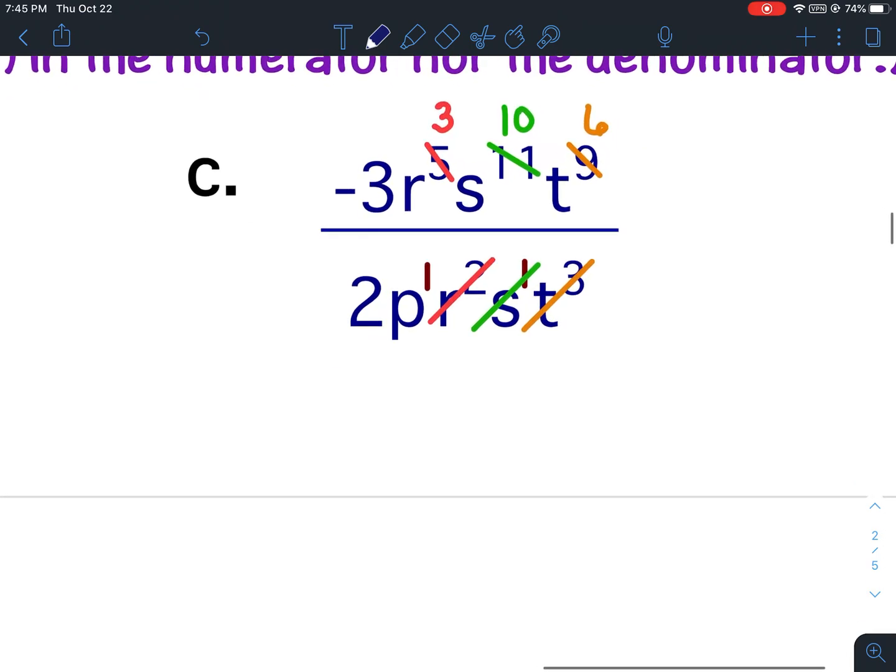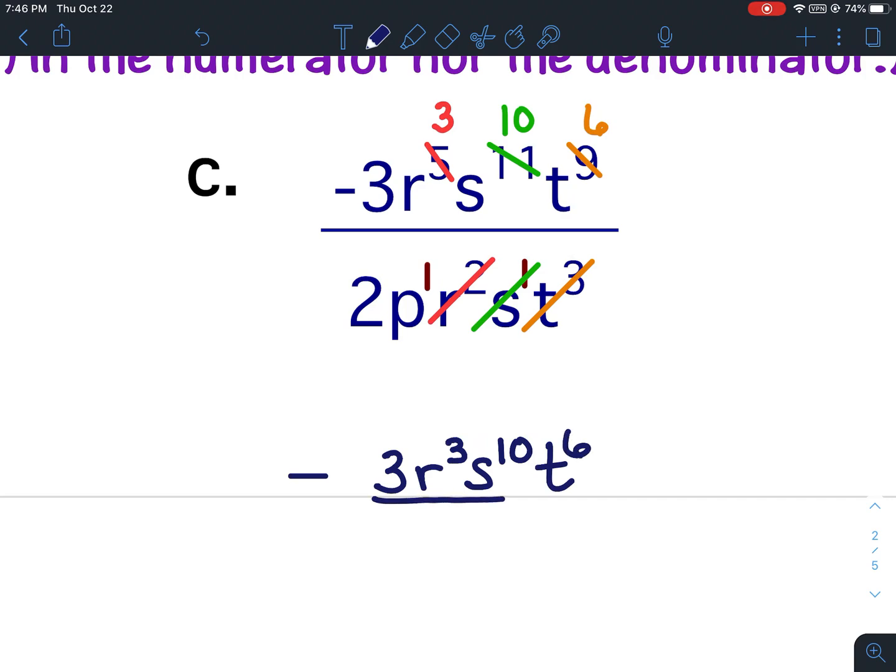So my final answer for C would be -3 R to the third, S to the 10th, T to the 6th, over 2P. Again, now I don't need to put the 1 on the P. I don't need the exponent of 1. If you do, I'm not going to mark it wrong. And I'm going to erase that and move it.